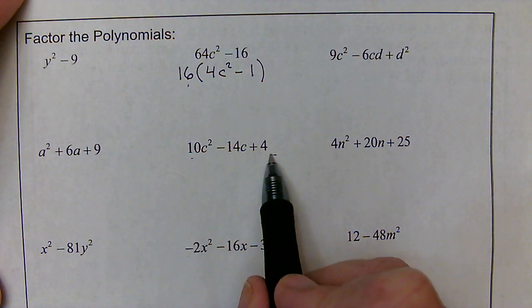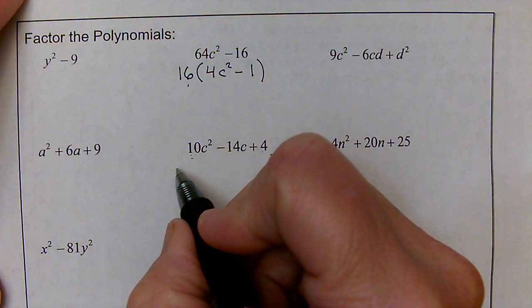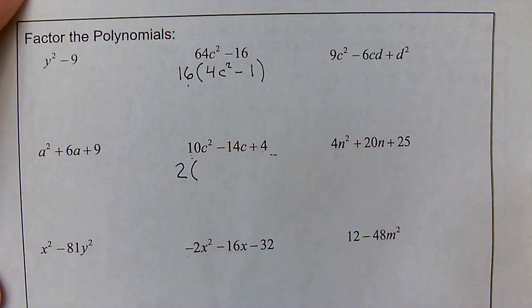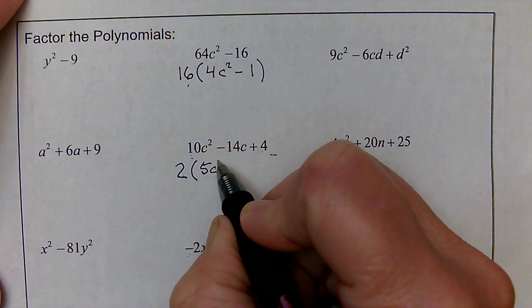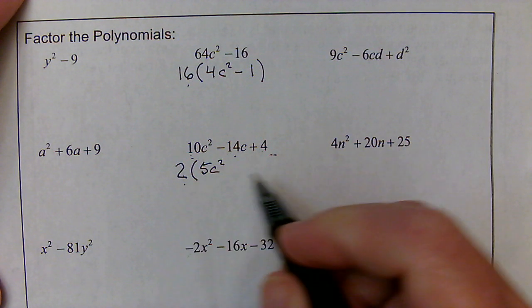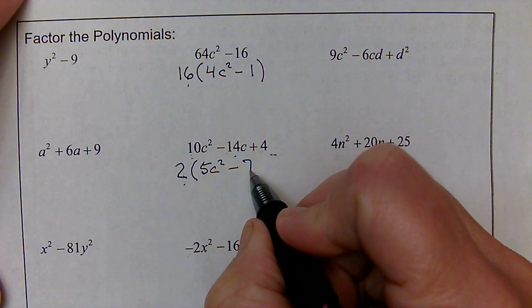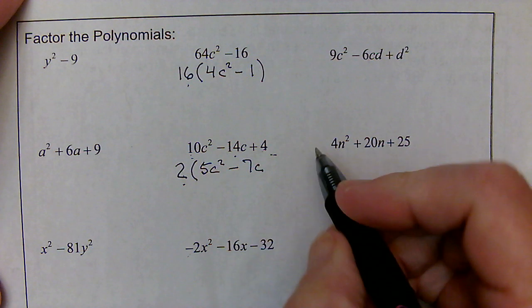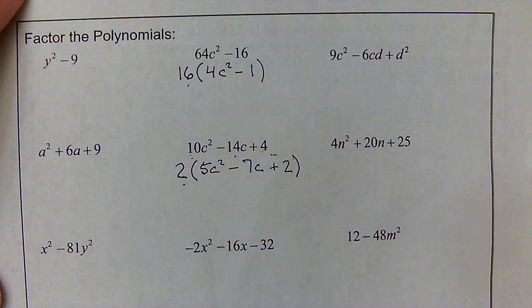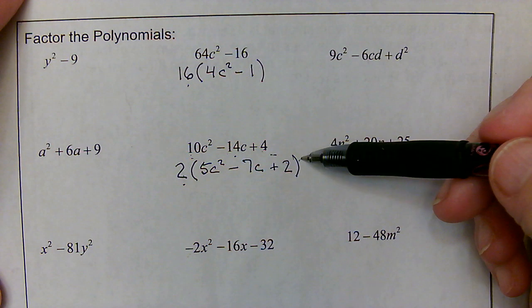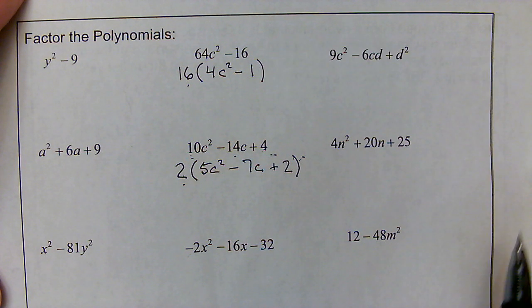In this problem, 2 divides into all of these. 10 divided by 2 leaves me with 5c squared. Negative 14 divided by 2 gives me negative 7c, and 4 divided by 2 gives me plus 2. Now, I'm not done with these. I'm just going to go back after I've factored out the first common factor and then see what the next step is going to be.